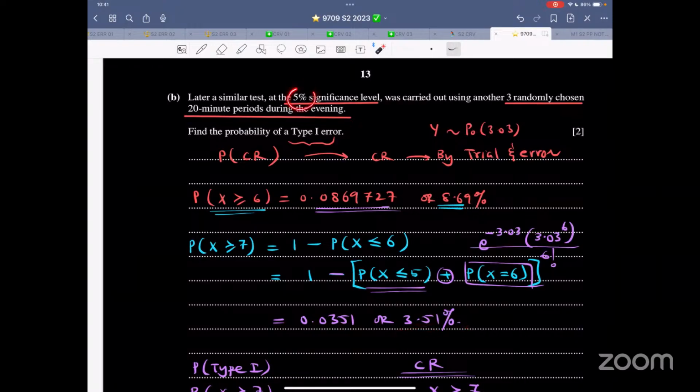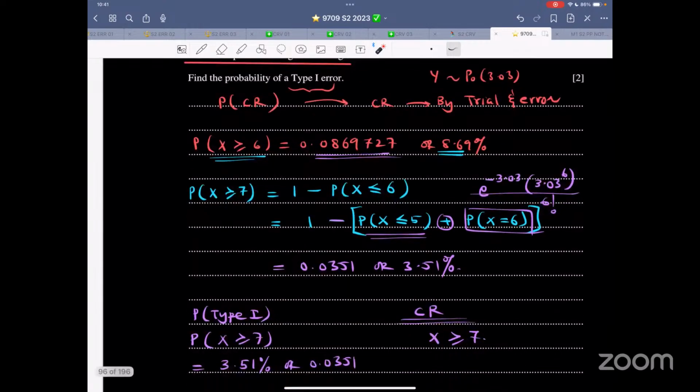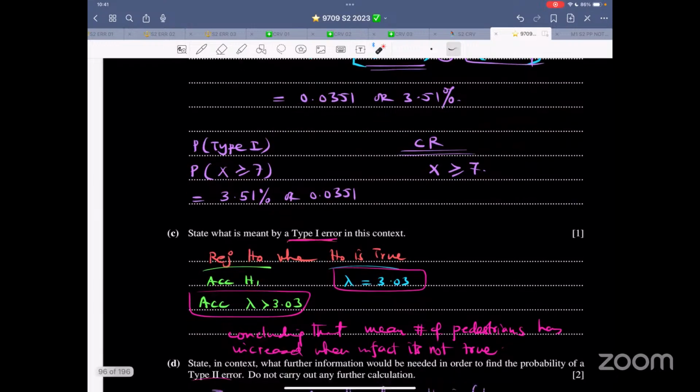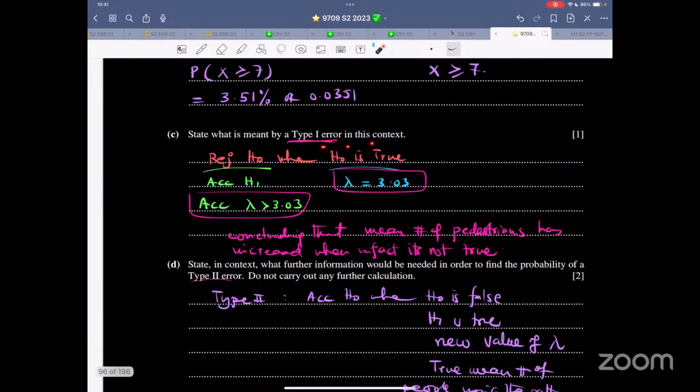Now it has fallen below 5%. Therefore, this is in the critical region. So critical region is x is greater than or equal to 7. Probability x greater than or equal to 7, that is 3.51%. And what is meant by type 1 error in this context? Reject H0 when H0 is true. So H0 is true. Lambda is 3.03. We are rejecting H0. We are accepting that lambda has increased.